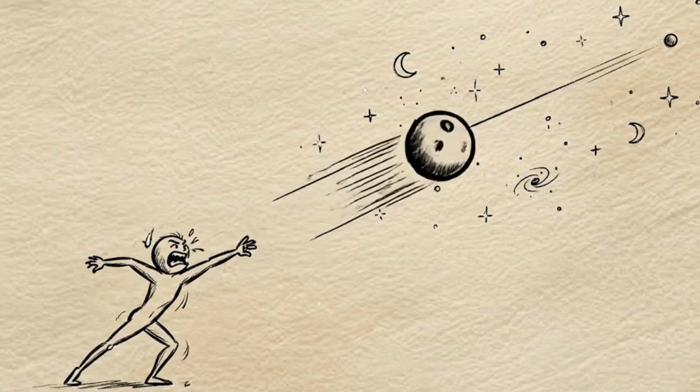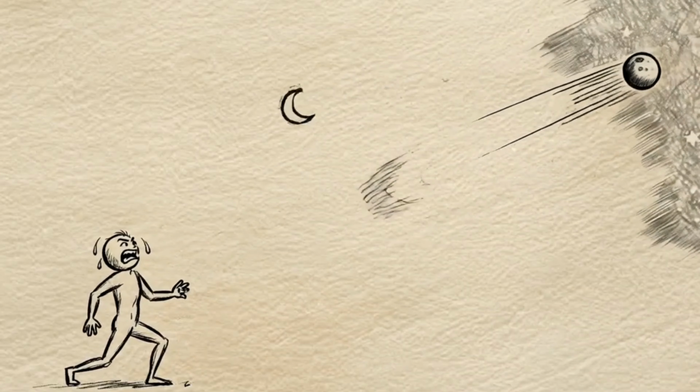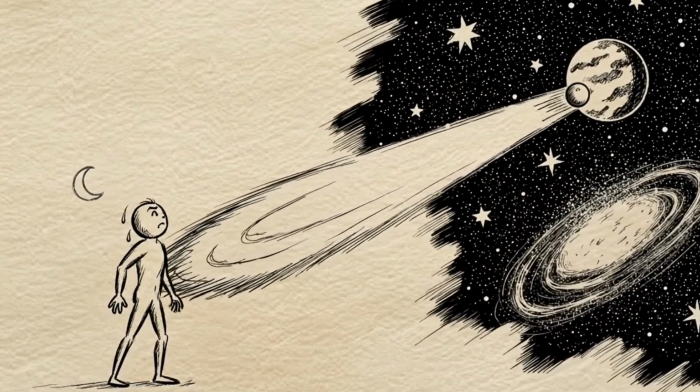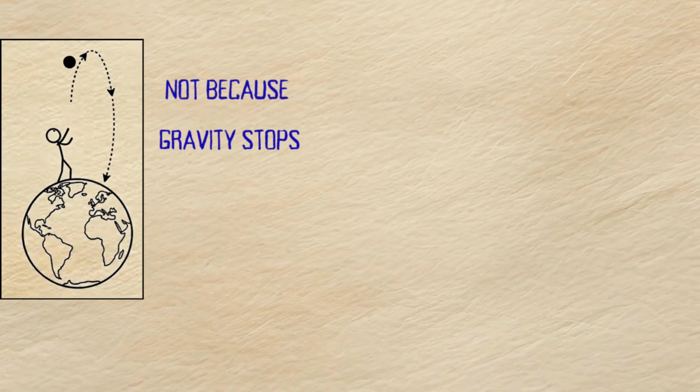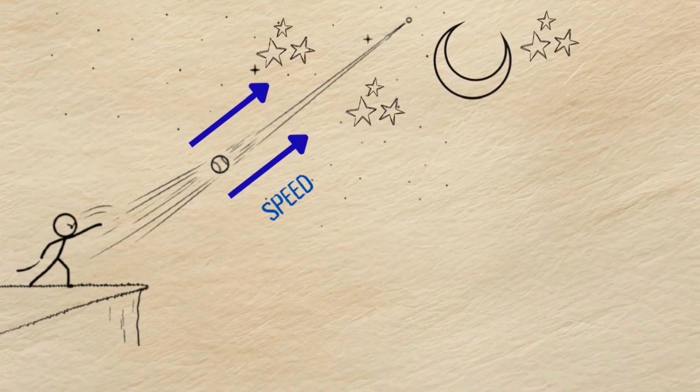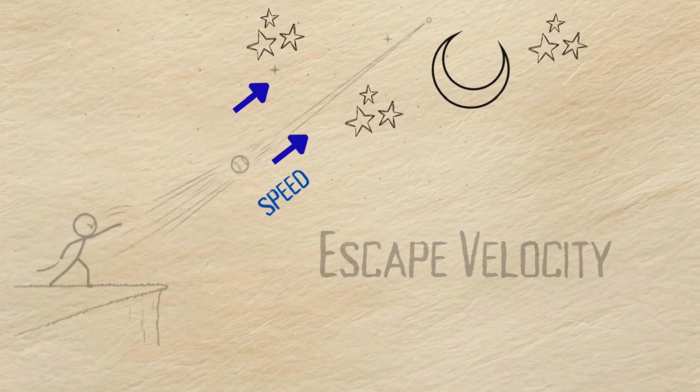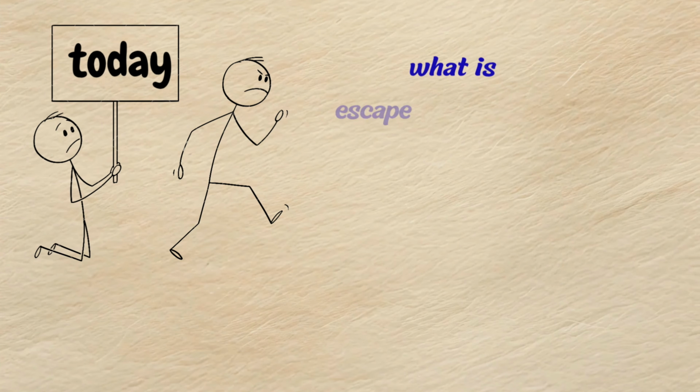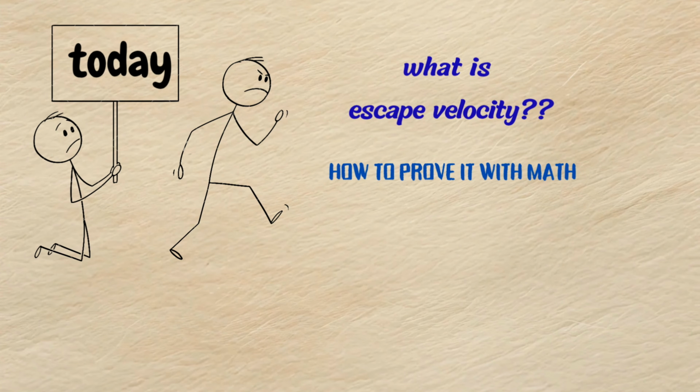What if I told you there's a speed, one specific speed, where if you throw something fast enough, it never comes back down? Not because gravity stops, but because you outrun it, forever. That speed has a name. It's called escape velocity. And today, we're going to understand exactly what it is, and prove it with math, okay?